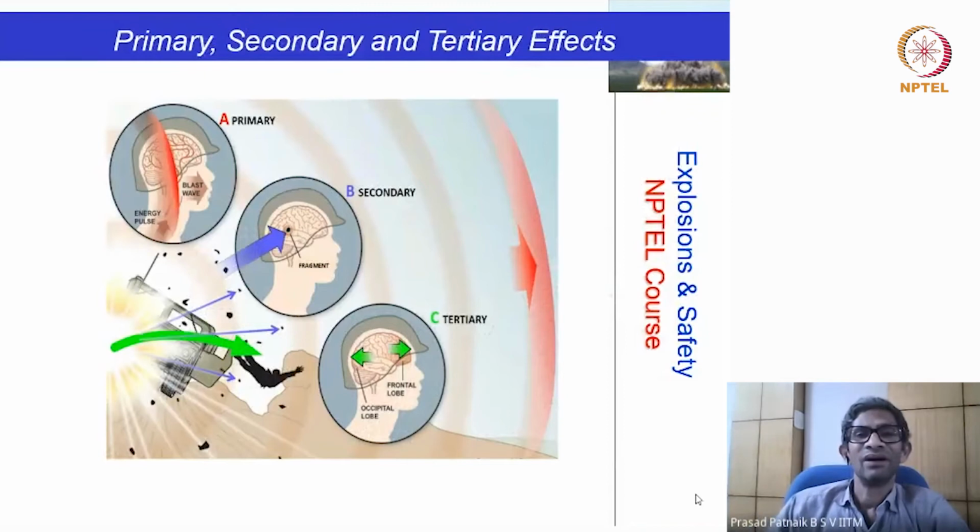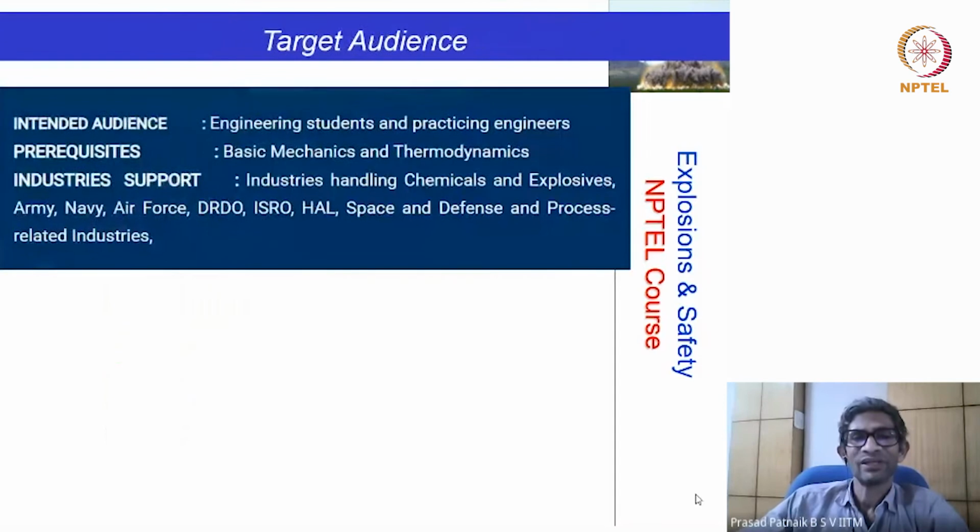It's also important that we understand how the waves essentially travel. They have different levels of effects in terms of understanding their propagation and the nature of primary, secondary, and tertiary effects, which are typically possible due to blast waves. Let us try to take an overview of this course.